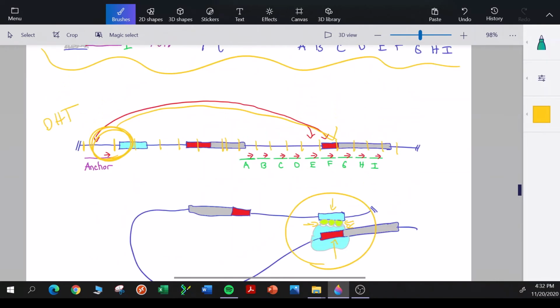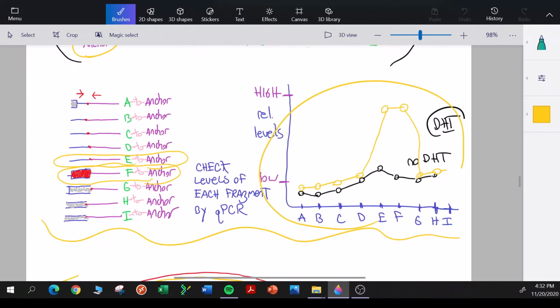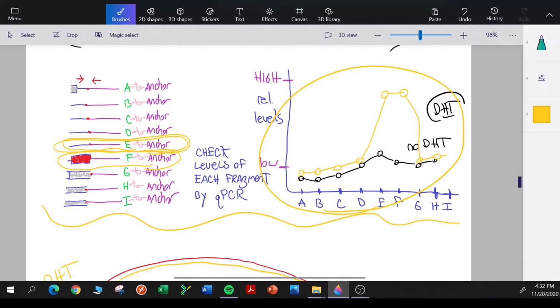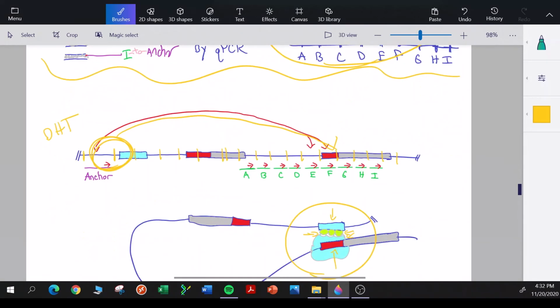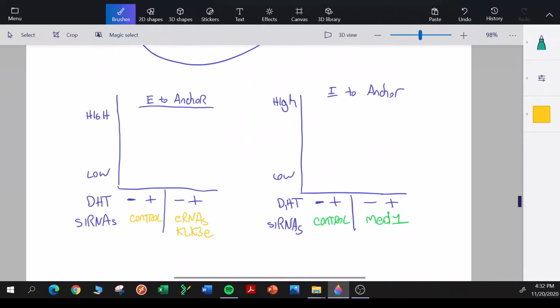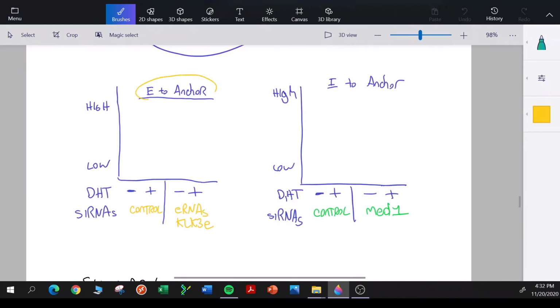So instead of doing something like this with all the different segments, they already know the levels of the fused E to anchor DNA molecule go up when you expose cells to DHT, dihydrotestosterone. So they're just going to look at levels of the E to anchor segment in the 3C assay in response to different treatments. So we have high levels on the y-axis. We're going from low levels to high levels.